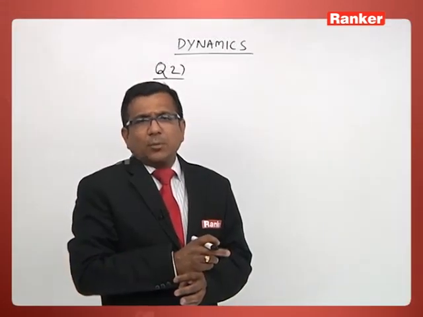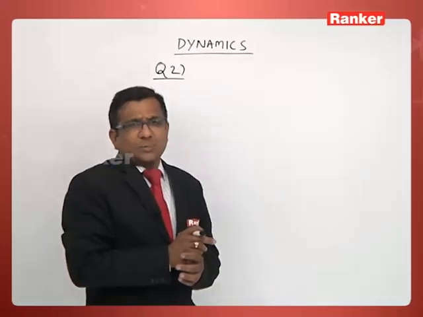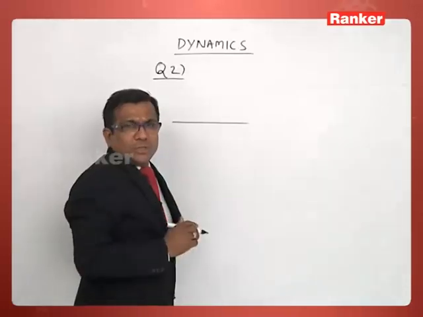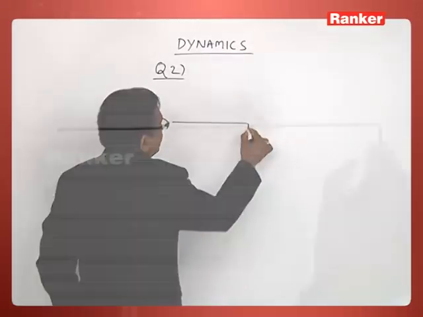This is a very important problem. Let us see how to solve it. Let us draw the diagram. There is a smooth table, so friction is absent here. That point you have to remember.